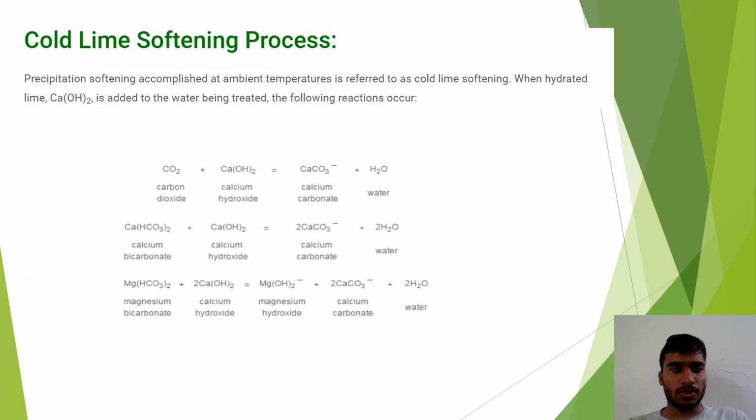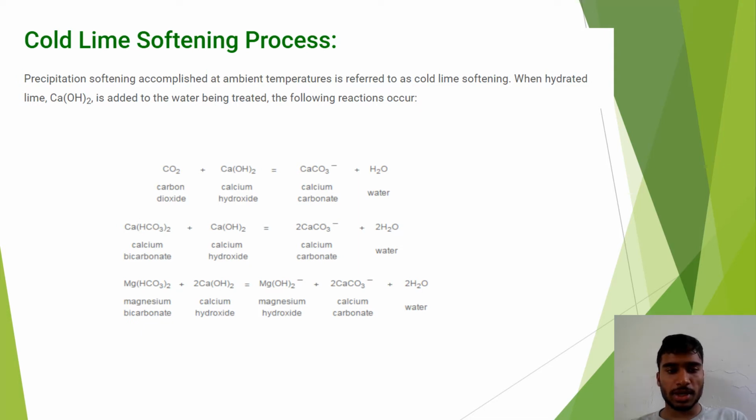Now we will discuss the cold lime softening process. Precipitation softening accomplished at ambient temperatures is referred to as cold lime softening. When hydrated lime, Ca(OH)2, is added to the water being treated, the following reactions occur.